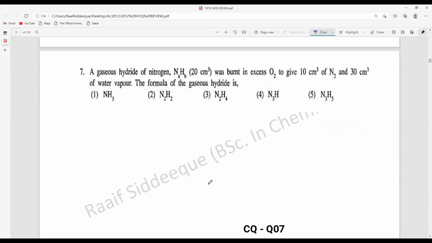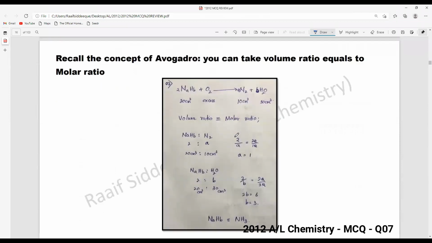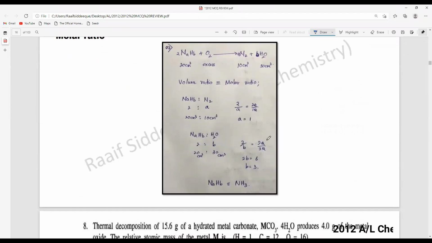Question number 7. This is a calculation related question. I have given you the method of doing this, but I would like to talk a little bit about the idea.